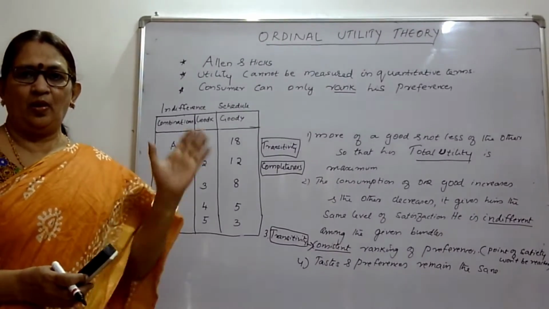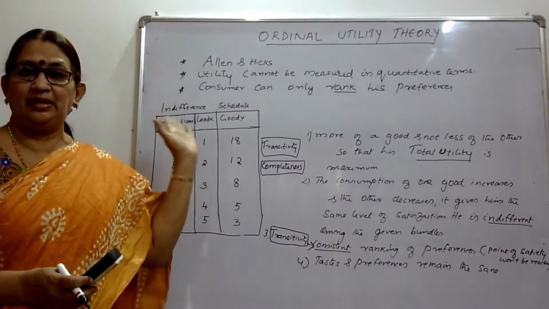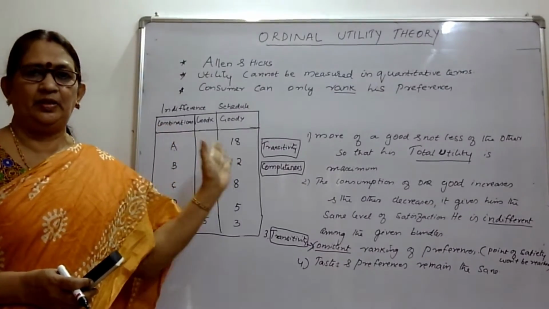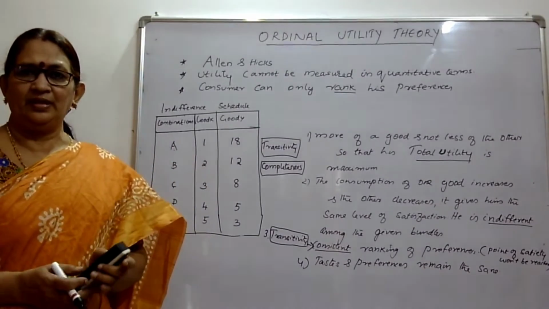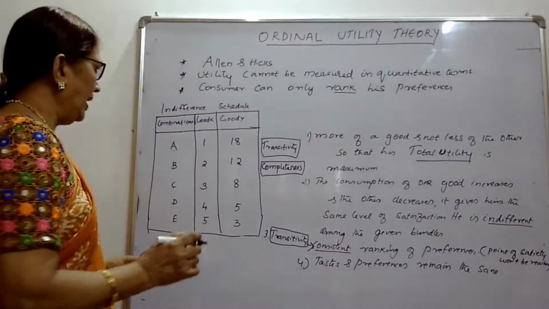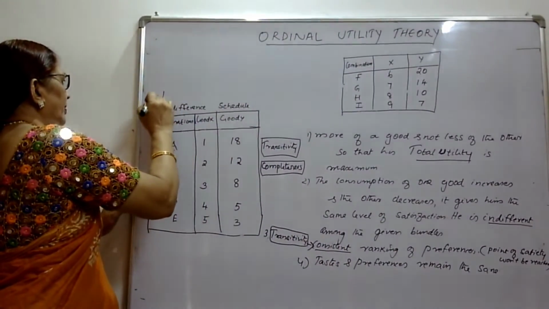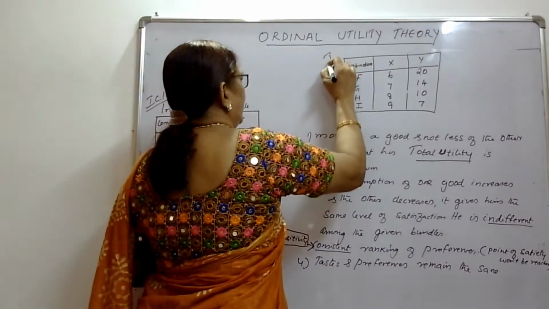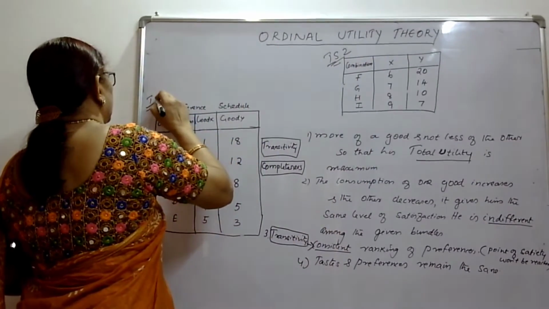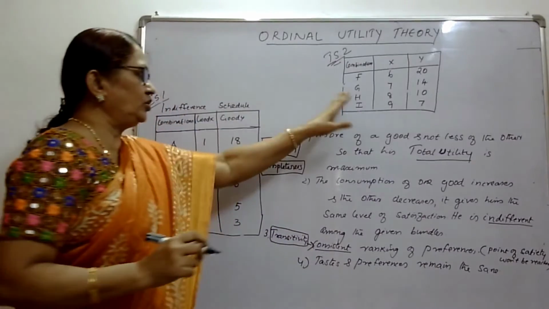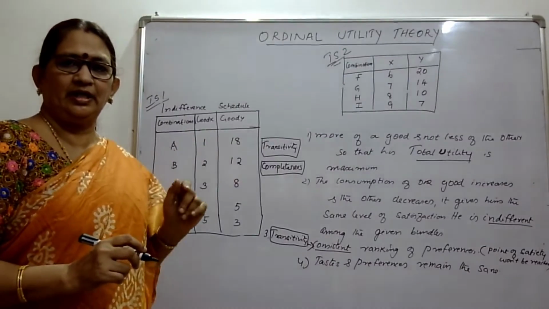So according to ordinal utility theory, the indifference curve is the basic tool of ordinal utility theory, and all the bundles on the indifference curve give the consumer the same level of satisfaction. Now I will give you another example. So you can see indifference schedule 1 here, and here indifference schedule 2. Among these two combinations of bundles, which one will the consumer prefer?